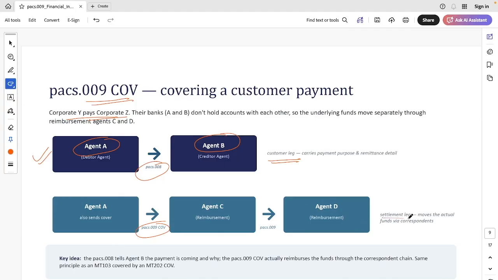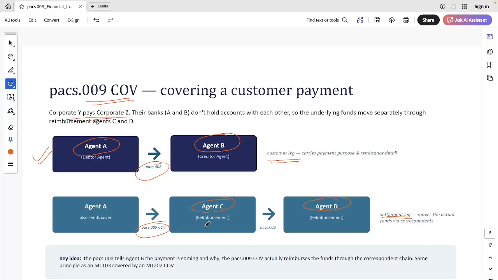The second leg is the settlement leg or cover leg. Here agent A also sends a pacs.009 cover through a correspondent bank, for example agent C and agent D, to move the actual funds. So pacs.008 tells the beneficiary bank what the payment is about, and pacs.009 cover moves the actual funds to the correspondent banks. This is similar to the legacy SWIFT concept with a combination of MT103 and MT202 cover.